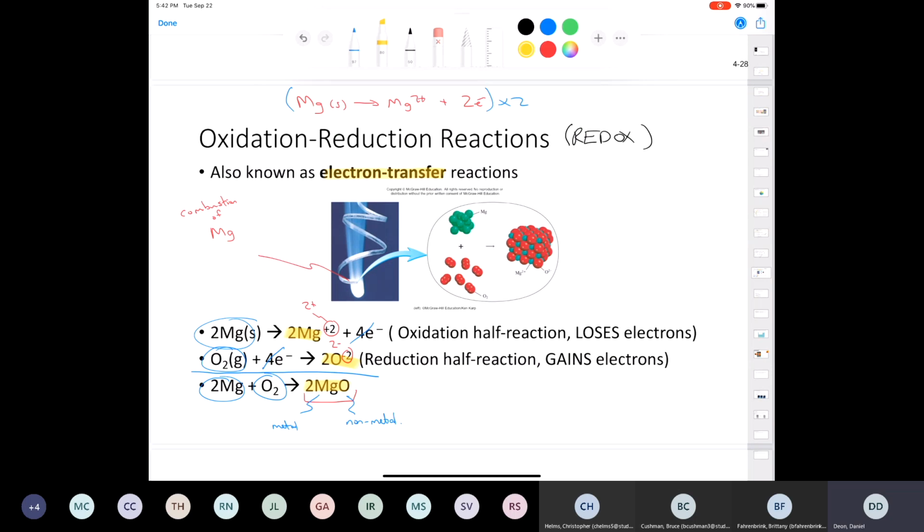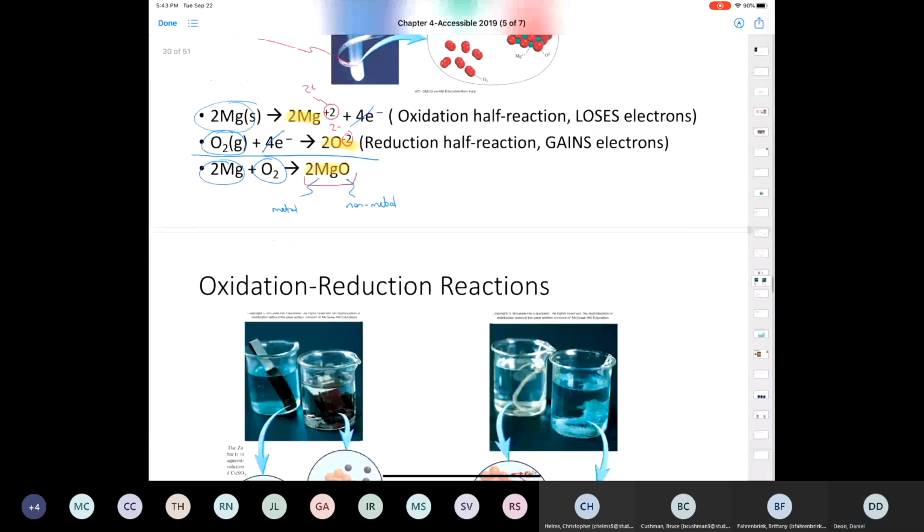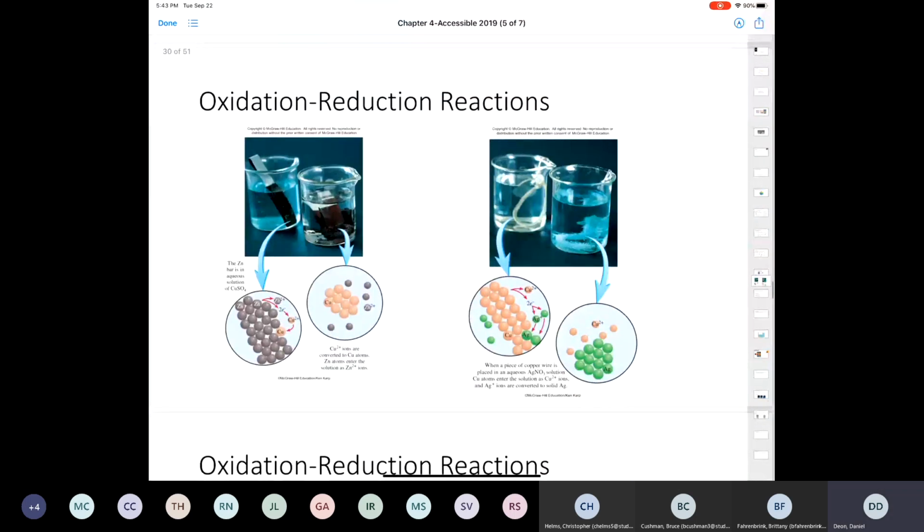Another mnemonic that's very popular with students is OIL RIG. OIL, which stands for oxidation is loss, is losing electrons, and RIG stands for reduction is gain. It's gaining electrons. In Canada, we always learned LEO says GER. LEO the lion says GER, which is loses electrons, oxidized, gains electrons, reduced. Either one is fine. But oxidation and reduction are like love and marriage. You can't have one without the other. So it says here are some examples of redox reactions.